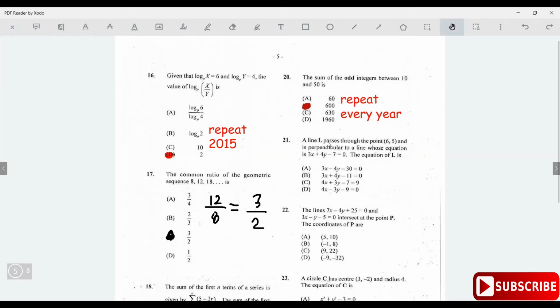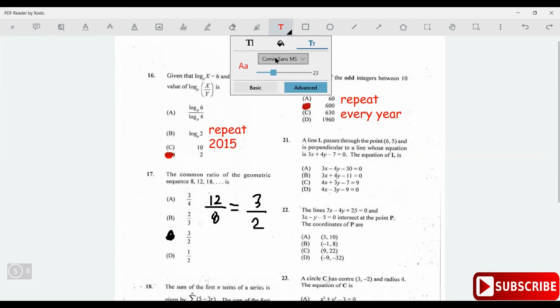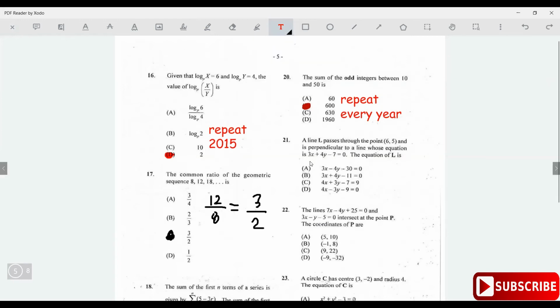All right, now it says a line L passes through the point 6, 5 and is perpendicular to a line whose equation is 3x plus 4y minus 7. The equation of L is given by, so L passes through this point and it's perpendicular to this line. So right here, we notice that this can really be written as 4y is equal to minus 3x plus 7. And so in this case, you can say that the gradient is equal to negative 3 over 4. If the gradient of this line is negative 3 over 4, then L has gradient of 4 over 3, since they're perpendicular.